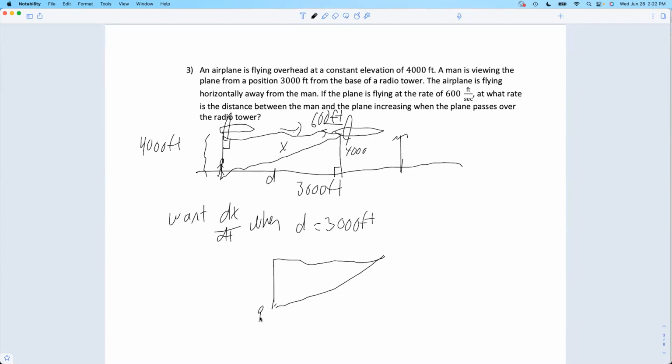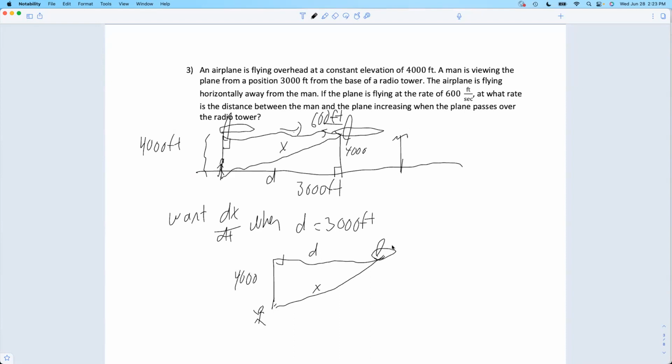So I've got my guy here. Here's my plane at some time. I'm calling this distance X. That's what I'm trying to measure. And this is how far the plane has traveled since it was over top of the guy's head. When d equals 3,000, the plane is over top of this tower. So that's the moment in time when I'm trying to figure out how quickly this is changing. And I know that this is 4,000.